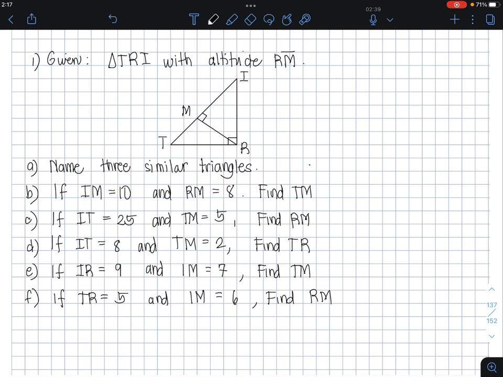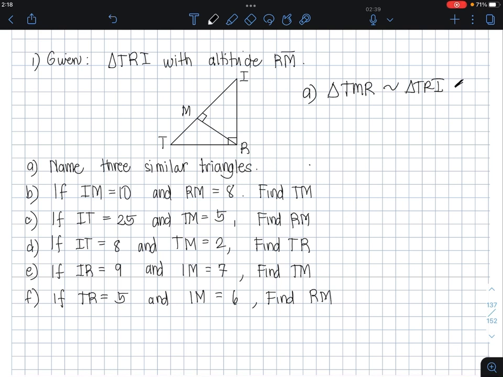So, pangalanan natin yung three similar triangles. So, for A, base dun kanina, dapat proper yung order ng namings natin. Dapat corresponding angles. So, yung una is, pwede itong triangle TMR. Okay, TMR. Similar siya dapat sa original triangle TRI. Okay, so TRI. Similar to triangle TRI. So, ito yung proper order ng naming nung angles nung dalawang similar triangles.